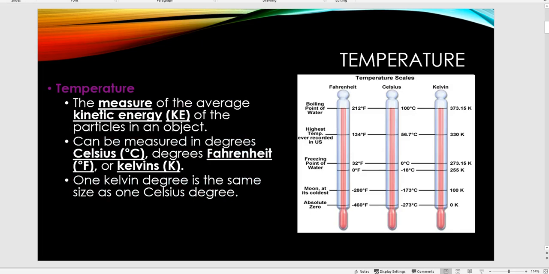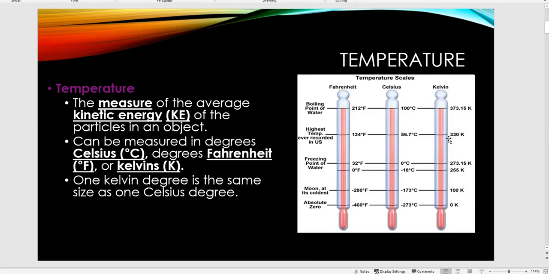Temperature is simply a measure of the average kinetic energy of particles. It can be measured in 3 different ways. Most of you are familiar with Celsius and Fahrenheit. You may not have heard of degrees Kelvin. If you look at the temperature scale to the right, Kelvin is usually for extreme temperatures, things that get extremely hot, extremely cold. We'll usually use Kelvin.